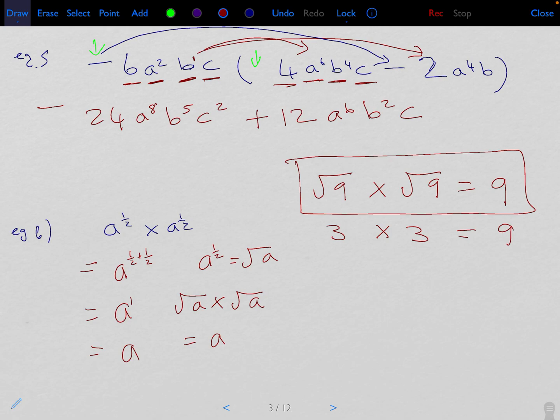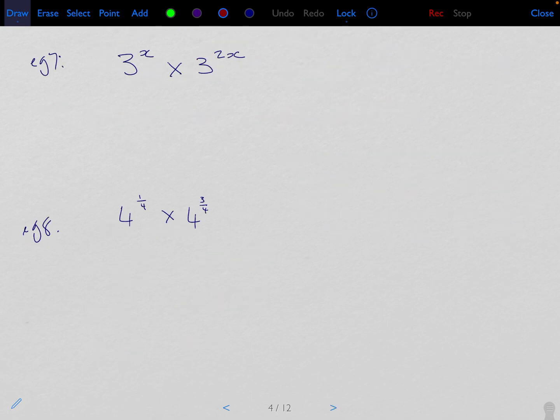But the point is, for this one, if you did know that, you could just say it's a, but if you add the exponents, you get the right answer. Here, you have no choice. You can't write out x number of 3's. What does that even mean? So you are going to now have to add your exponents. So this is 3 to the x plus 2x. So this is 3 to the 3x.